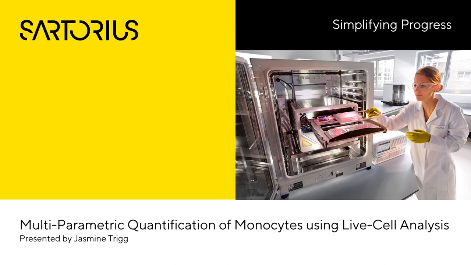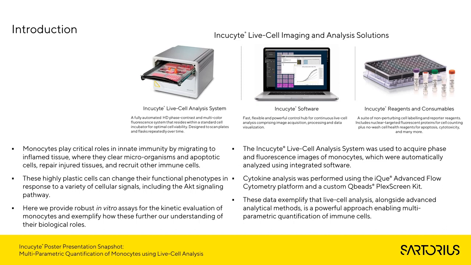Today I'll be discussing a poster previously presented at the American Association of Immunologists conference that was titled Multiparametric Quantification of Monocytes using Live Cell Analysis. Monocytes play critical roles in immunity by migrating to inflamed tissue, where they clear microorganisms and apoptotic cells, repair injured tissues, and recruit other immune cells.